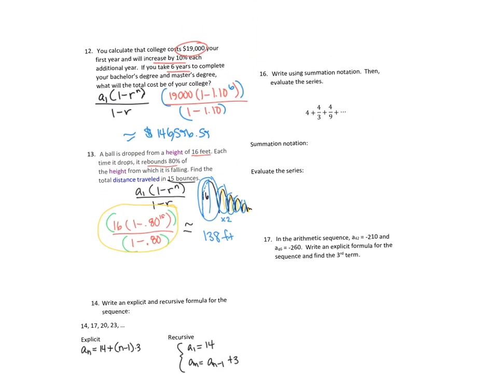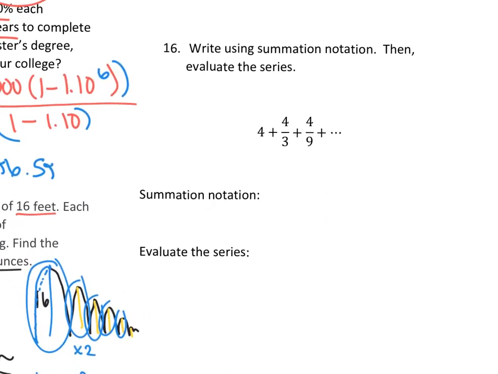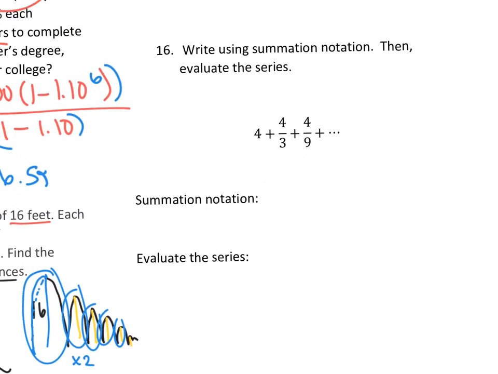Okay, 16, write using summation notation, then evaluate the series. So this is going to be n equals 1, and because there's an ellipses right here, this means that this is going to infinity. So this is a geometric sequence, so I'm going to use the explicit formula for the geometric sequence right here.